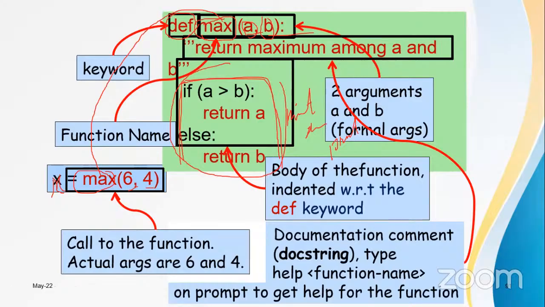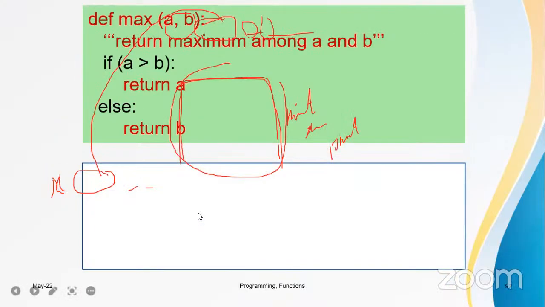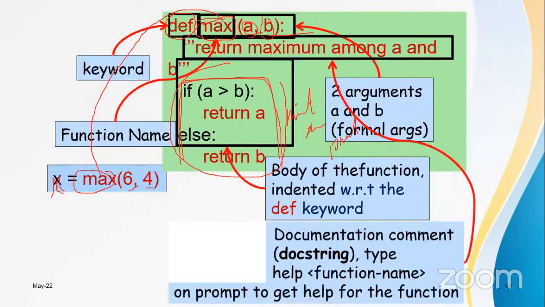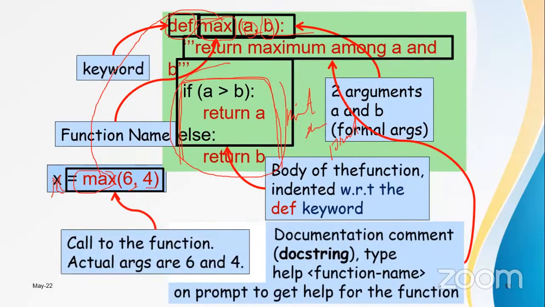Call the function. Actual arguments are 6, 4. Sir, can I write one more? Yes, you can write x, y, z. Y is equal to max of 100, 200. Z is equal to max of 5,000, 10,000. You can include many inputs here. Whatever inputs you give, you will get the output as a print statement. That is how it is.